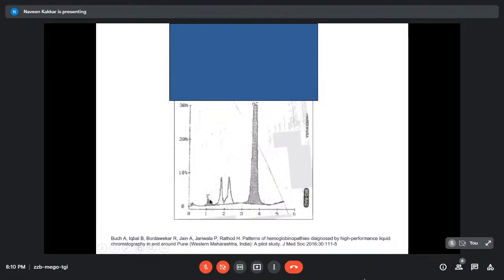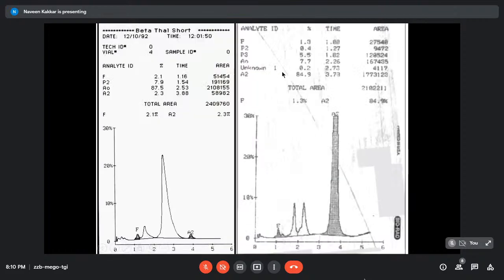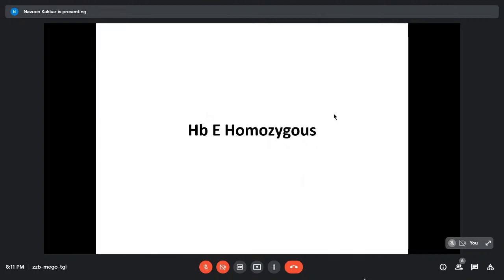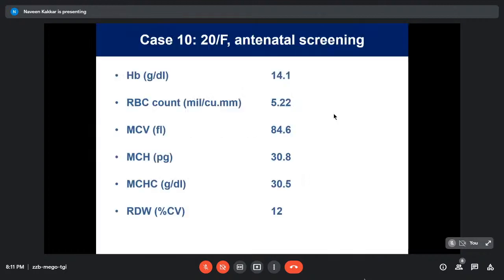So that's again F, P2, P3, and your A is gone. Instead, you see a hemoglobin again in the A2 region. So virtually all your hemoglobin is in the A2 region. And this actually, hemoglobin A2 is 84.9%. Like we saw in the last case, about 20, 25%, 30% was E. So in the same region, anything going up to 85, 90% is E homozygous. So that was E homozygous there.